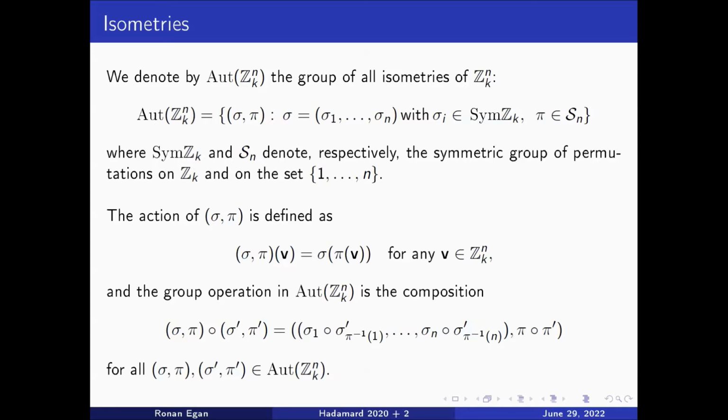So these isometries form a group, and the action that they have on vectors is defined like so. This is just how the action works on the vector. You can apply the permutation of the coordinates first, and then the permutations of the symbols. And then you can see how it's composed here. The details are not so important.